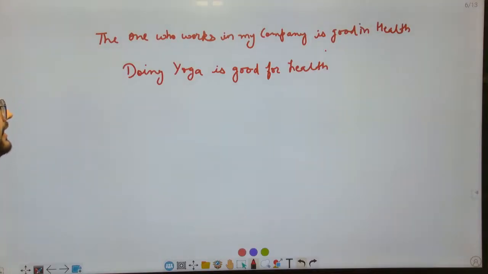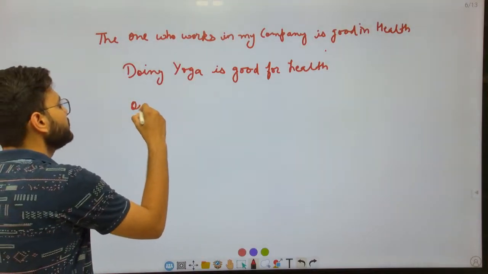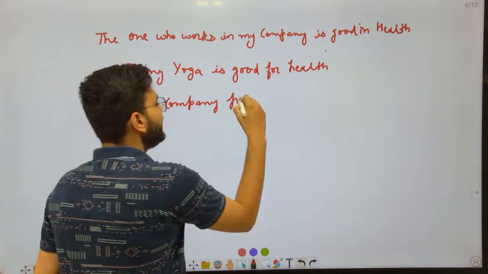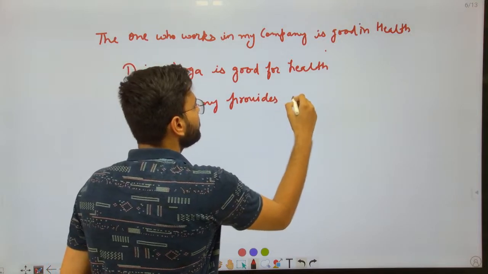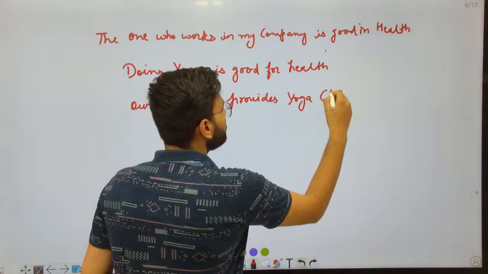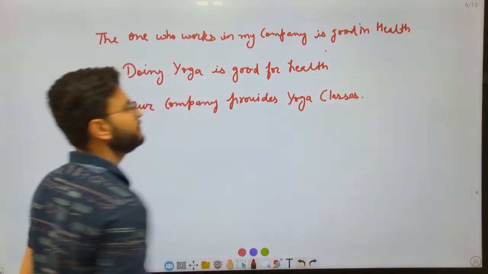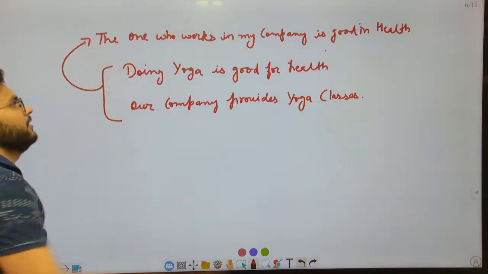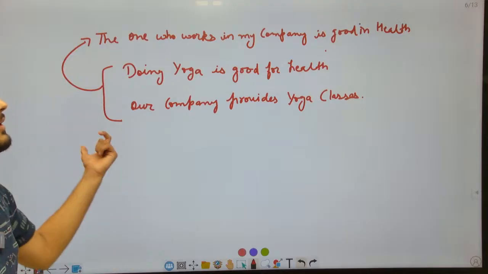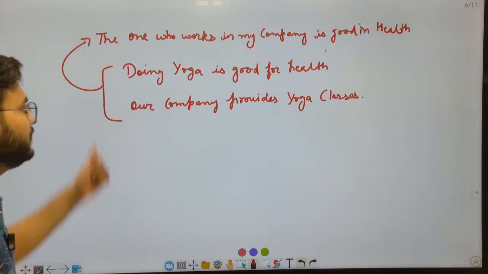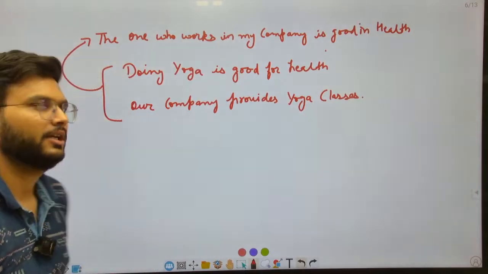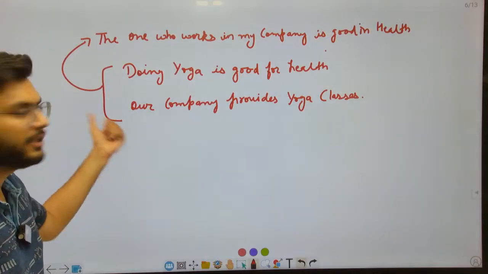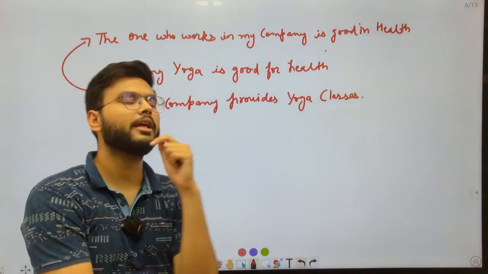All right. Then I say our company provides yoga classes. And on the basis of these two facts, I have concluded that the one who works in my company is good in health. The fact was doing yoga is good for health. This is the fact. Next, our company provides yoga classes. This is also the fact. But I have concluded that the one who works in my company is good in health.